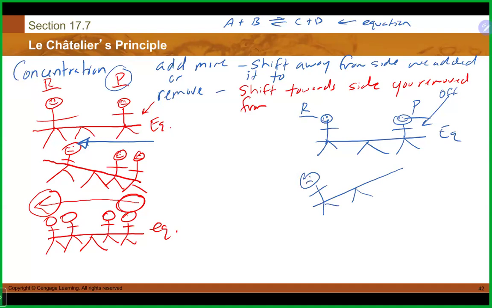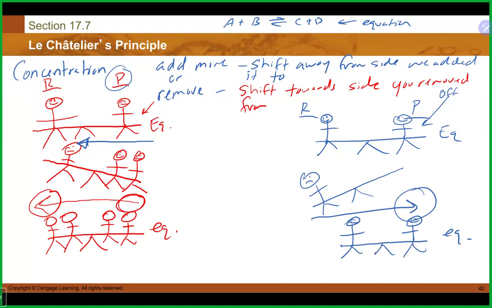And obviously we screwed up the equilibrium now. And again, to fix this, we don't need more people on the left. We actually need more people on the right-hand side. So we're going to shift towards the right here to balance it back out. And it will balance back out now and reach equilibrium again. Will it be the same equilibrium as before? No, but it'll be back to the rate of the forward reaction equals the reverse reaction in this case.